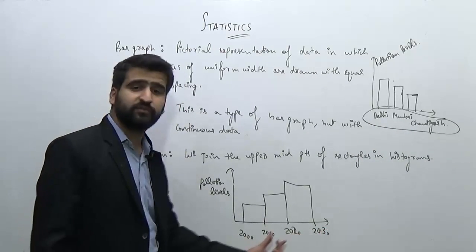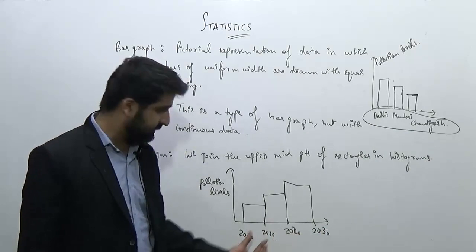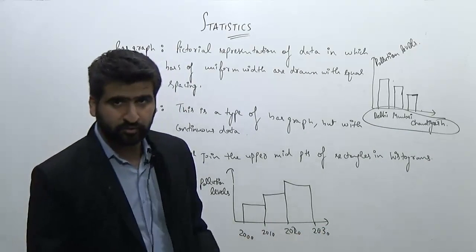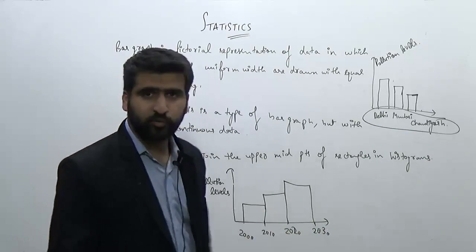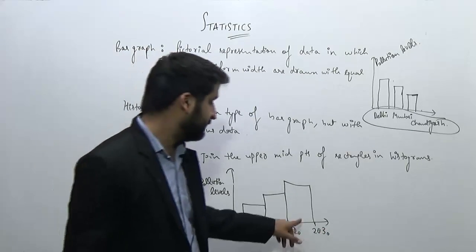Now the pollution levels from 2000 to 2010 will be this one. From 2010 to 2020 will be this one. And from 2020 to 2030 will be this one.